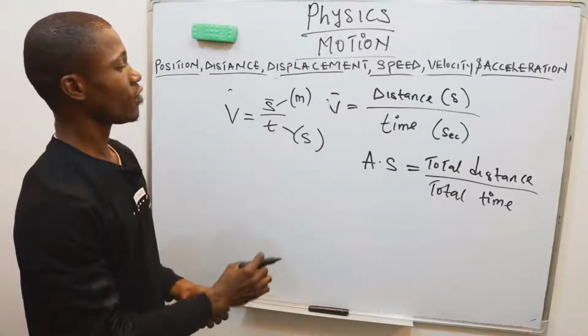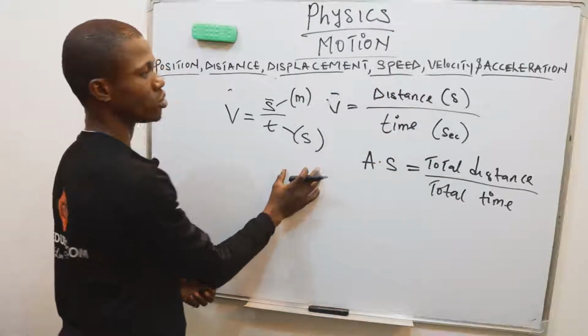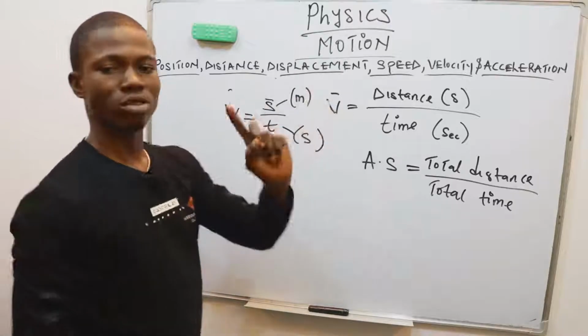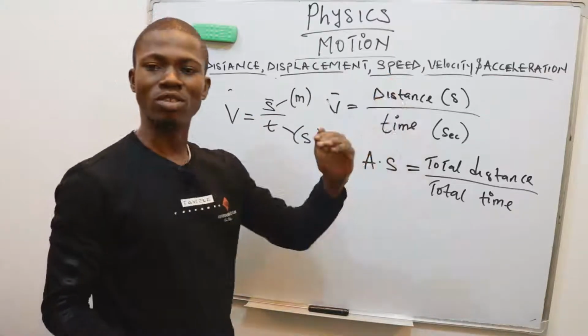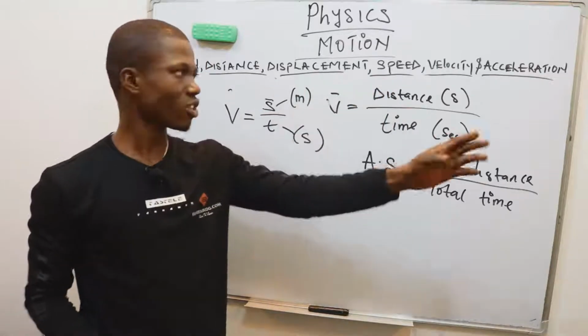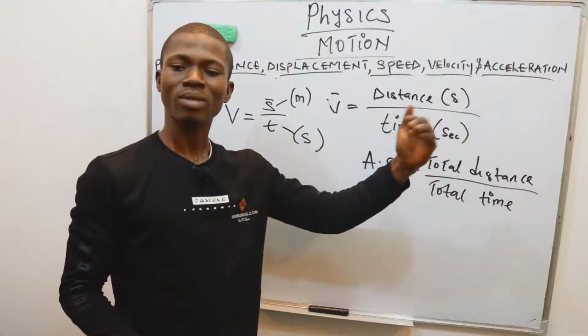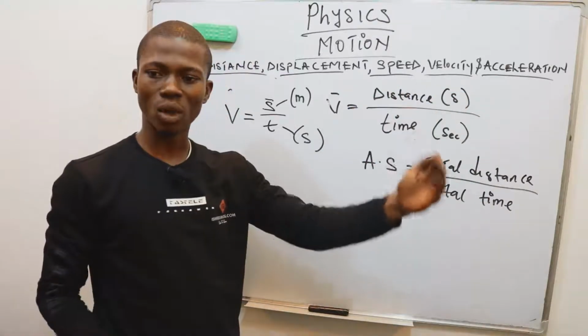Okay? Therefore, the same thing that is applicable to speed is also applicable to distance. But speed is distance over time, and it deals with only distance, no direction, but velocity goes with direction. You get? That's why velocity is a vector quantity and speed is a scalar quantity.